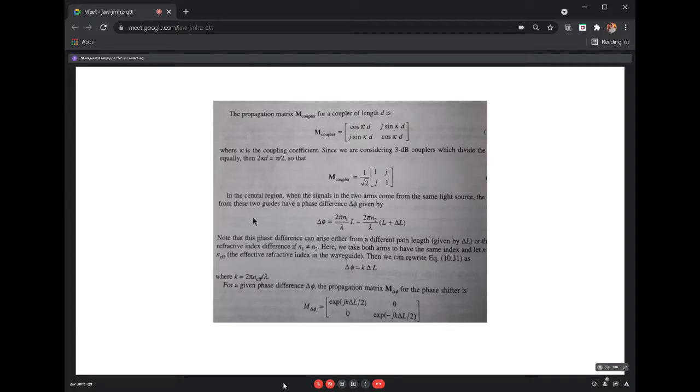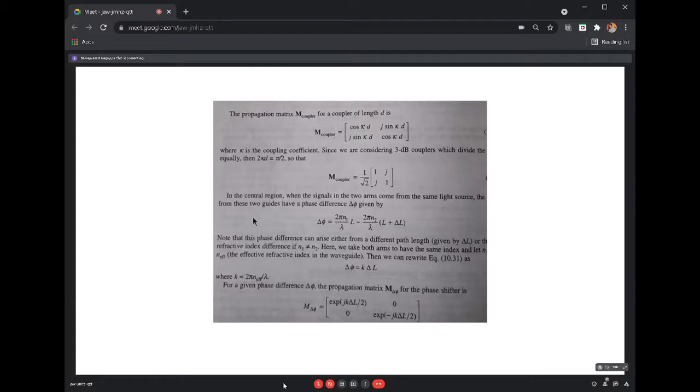So your scattering will be expressed as B is equal to SA. B will be the output, and this is the scattering matrix, with A being the input field strength and B being the output field strength.